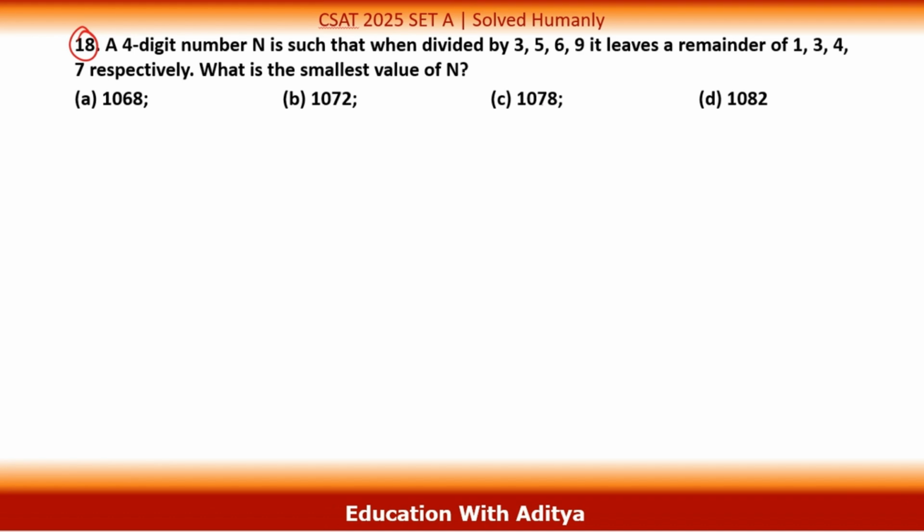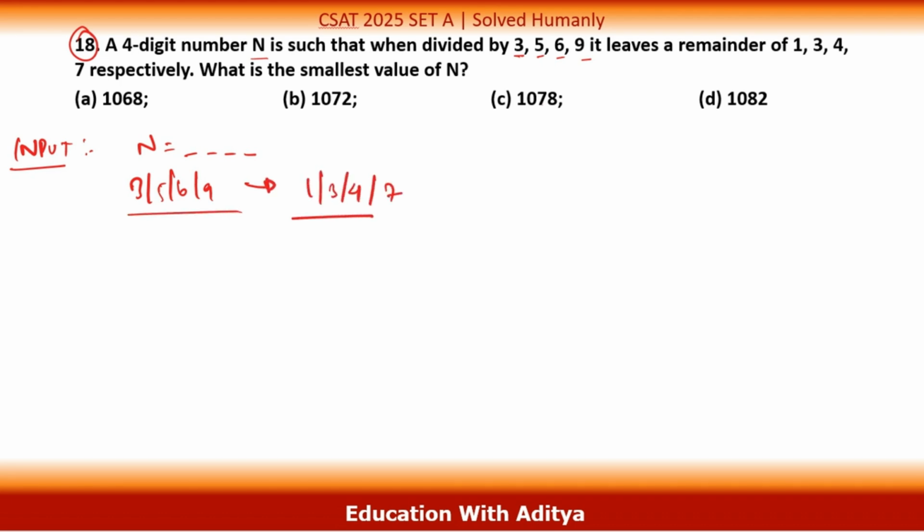The input given to us is that n is a 4-digit number, and when divided by 3, 5, 6 and 9, it leaves a remainder of 1, 3, 4 and 7. So this is the input given, and what is being asked is what the smallest value of n is. Value of n पूछा कि n की smallest value क्या हो सकती है.